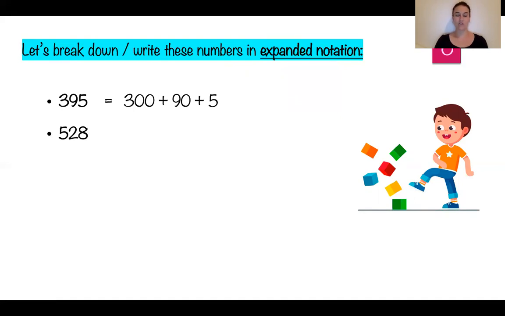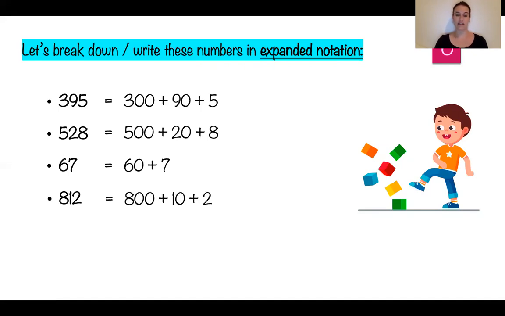Let's look at 528. We're simply going to write 500 plus 20 plus 8. For 67, we will write 60 plus 7. There are no hundreds in that number. 812, we write 800 plus 10 plus 2. And 104, we write 100 plus 0 plus 4. There are no tens in that number. So you can either write it like that, or you can simply say 100 plus 4.